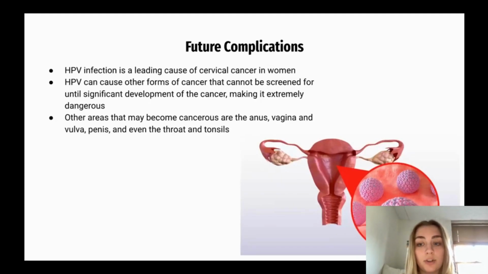So there are future complications that can come with an HPV infection. Although you may not think that the symptoms are too bad at first, it is the leading cause of cervical cancer for women. And then it can also cause other forms of cancer that can't be screened as early as cervical cancer. So they will likely develop farther than that and become more difficult to get rid of and much more dangerous. So these other areas are the anus, vagina, vulva, penis, and even the throat and tonsils.